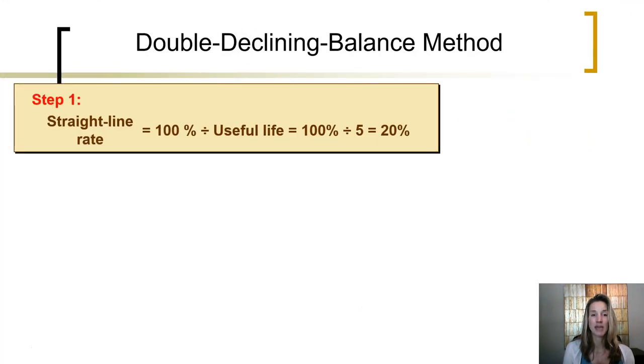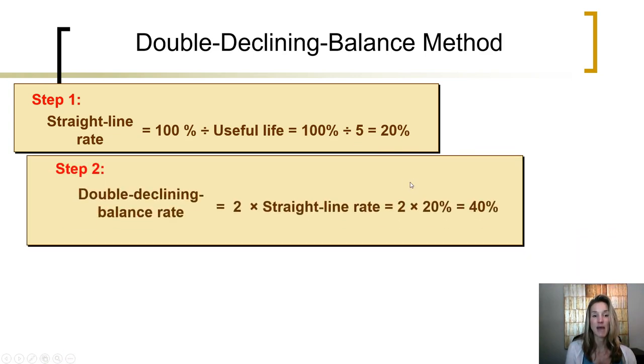So the first step in calculating the double declining balance method is to first calculate the straight line rate, or the amount of the asset's cost that is depreciated each year under the straight line method. The straight line method is evenly allocated over the asset's life. The way we figure out the percentage is to take 100%, divide by the number of years of useful life. 100% divided by 5 means the straight line rate of depreciation is 20%.